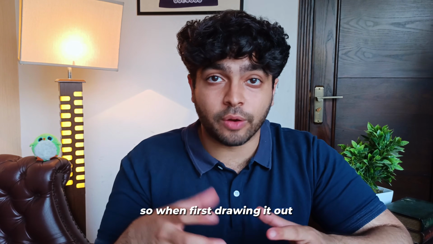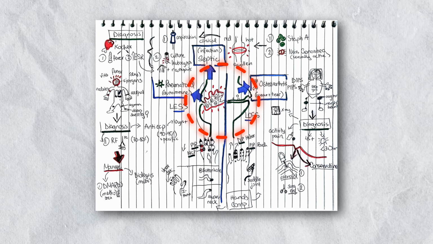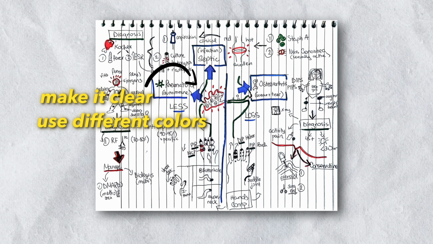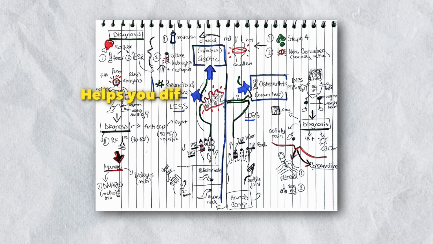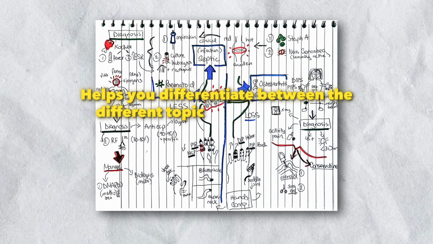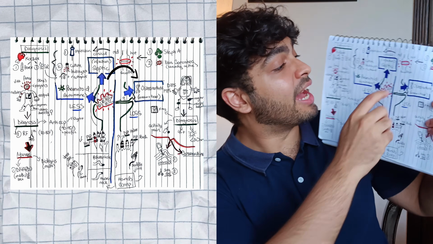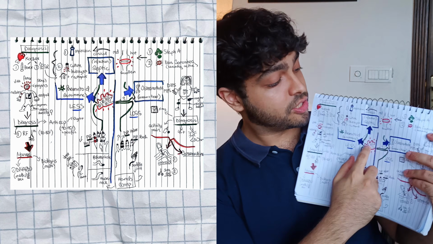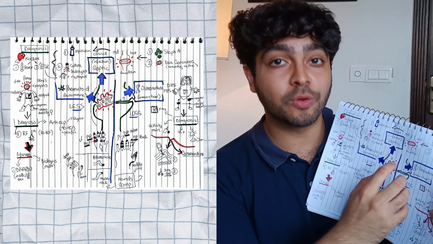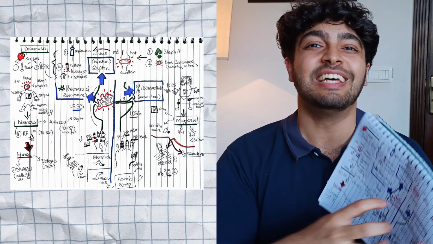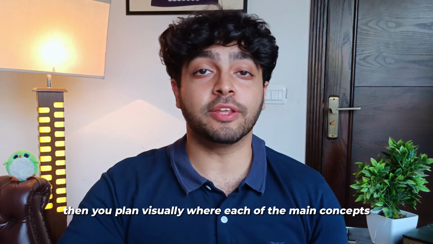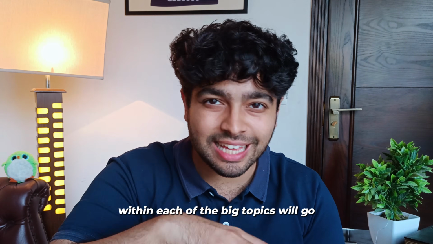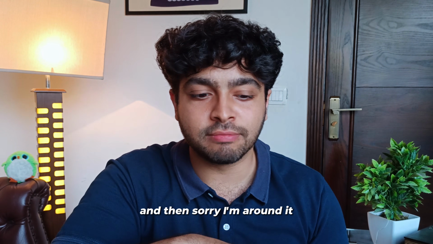So when first drawing it out, start with the central idea and then draw the main topics around it. Make the central diagram clear, use colors, and make sure that you use that central diagram to differentiate between the big topics. Add memorable icons next to each big topic so that you can use them to remember. Underline, draw a box, highlight the arrows to put emphasis that these are big topics. Then you plan visually where each of the main concepts within each of the big topics will go, and then start adding them around it.